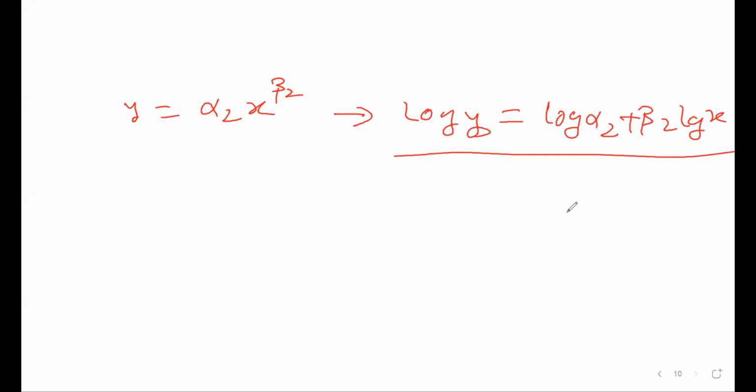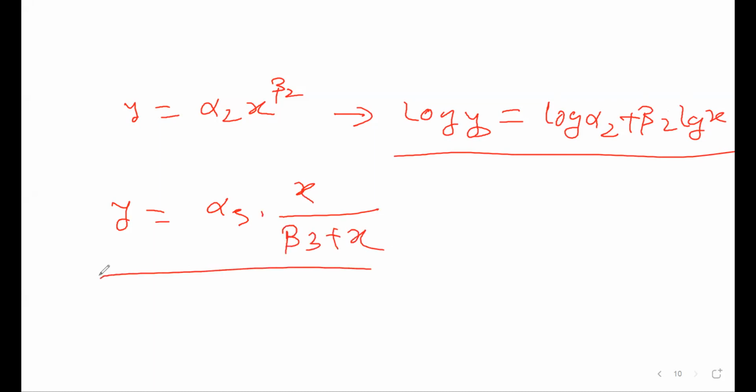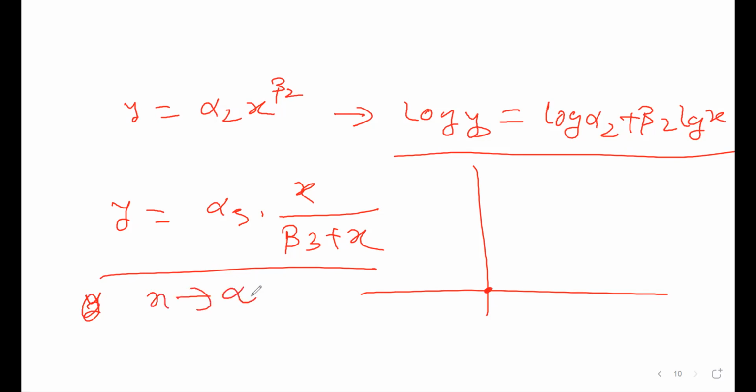We may have some equation called the saturation equation. Y is equal to say alpha 3 into x divided by beta 3 plus x. This type of equation has this nature, okay? Say at x equal to 0, it will have value equal to 0. As you see that as your x value is increasing, what will be the limiting value of y for higher values of x? Can you find it? Say your x is tending to infinity. What is the value of y?